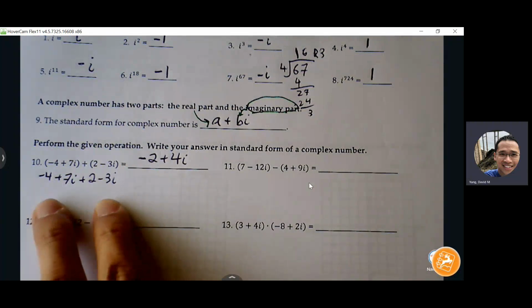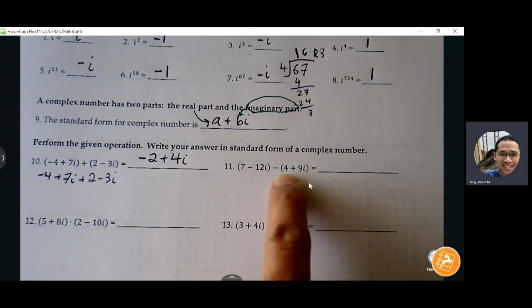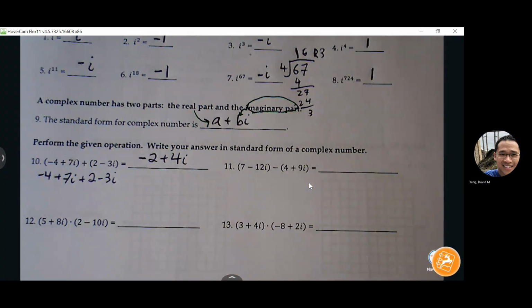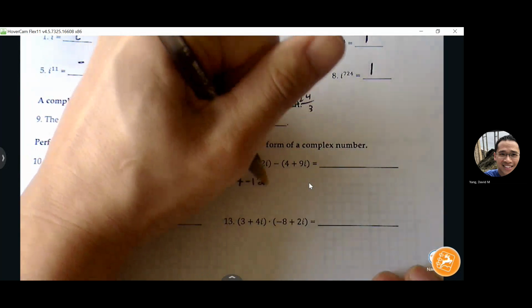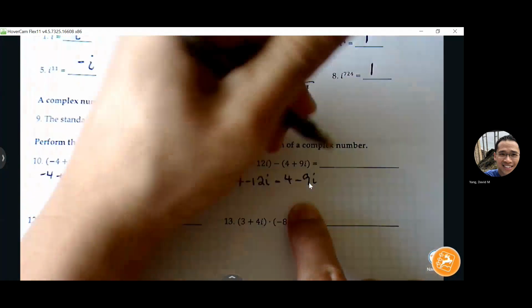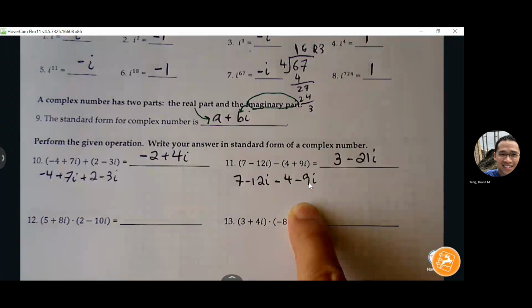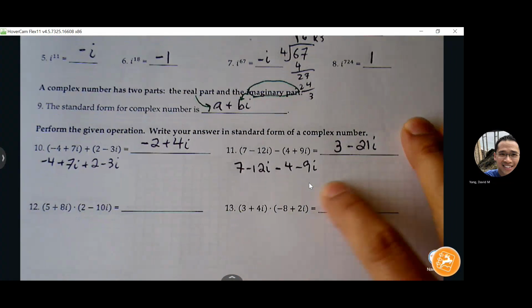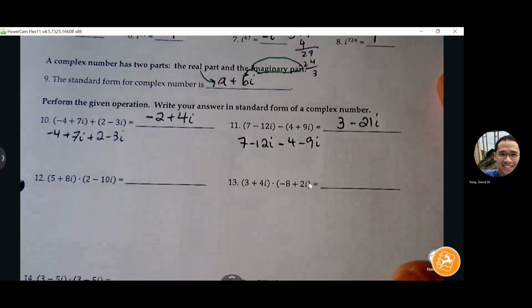-4 plus 2 is -2. 7i minus 3i is 4i. Careful with the negatives. Just have to make sure you distribute the negatives through. Seven minus 4 is 3. -12i minus 9i is -21i.